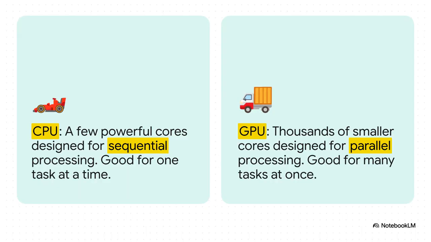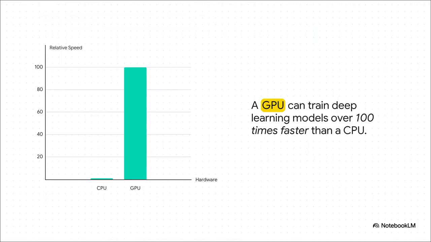A CPU, which is the brain in most computers, is like a Formula One race car. It has a few incredibly powerful cores that are designed to do one thing at a time really, really fast. A GPU, on the other hand, is more like a massive fleet of delivery trucks. It has thousands of smaller cores. It can't do any single task as fast as the race car, but it can do thousands of things all at once. And here's why that difference is just so critical.